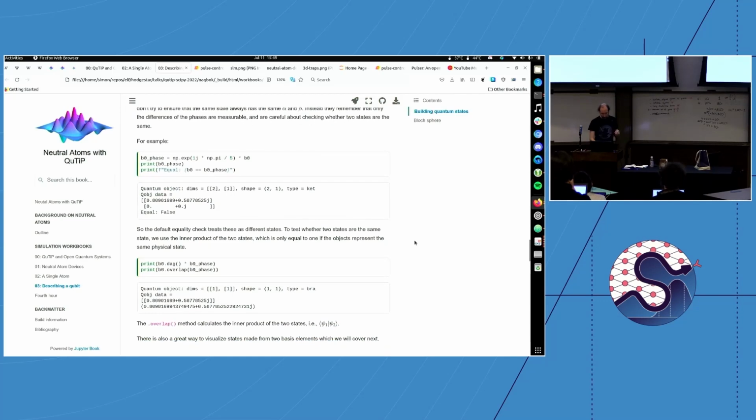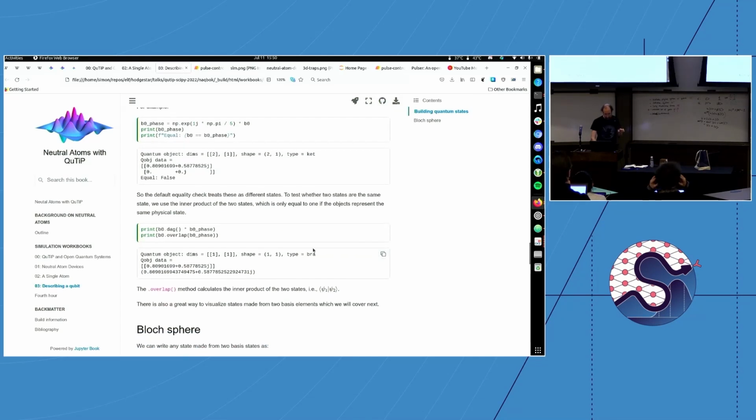The way you do that is by calculating the overlap, which is in fact just the inner product between two different states, phi and psi. That overlap you can show is only one if the two states are identical. So if you take the overlap of b0 and b0 rotated by some phase, that overlap will be 1.